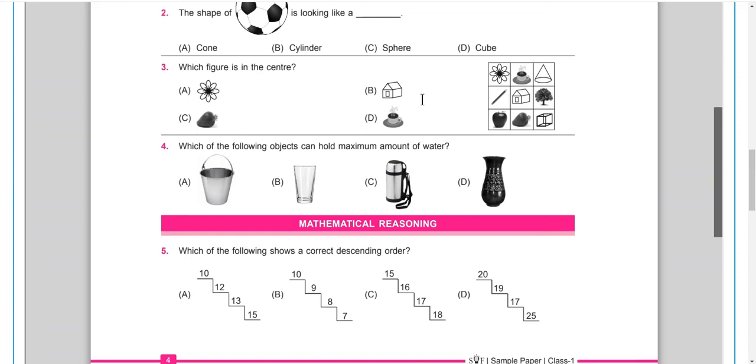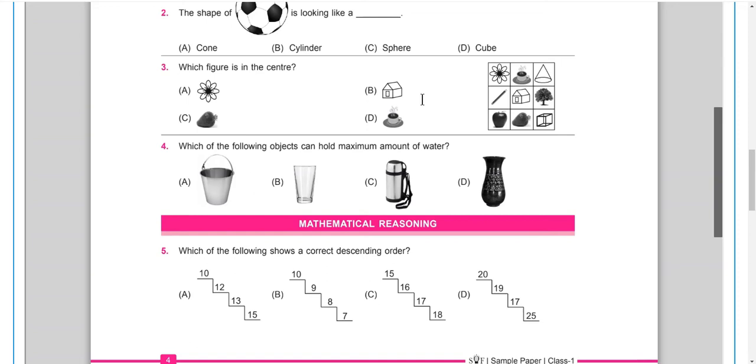It's kind of easy. Which of the following objects can hold maximum amount of water? We have A, which is looking like a bucket, B, which is looking like a glass, C, which is looking like a bottle, thermos, and D, which is looking like a flask. So can you tell me, Dharya, what will be the right answer? A, obviously, because A is the biggest of all the objects and it can hold maximum amount of water.